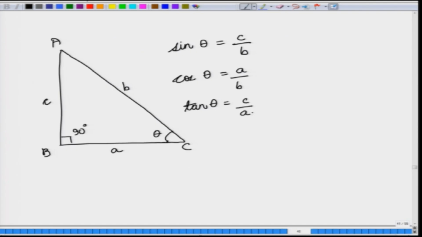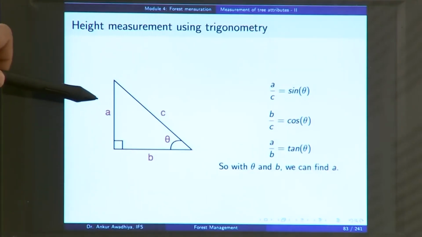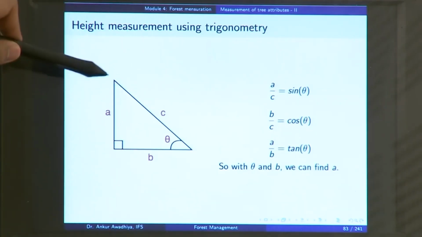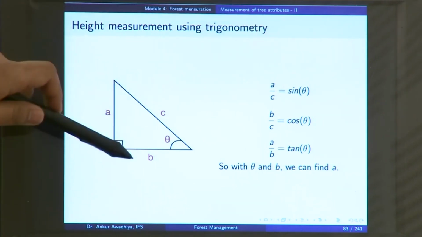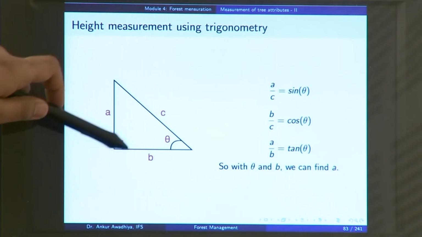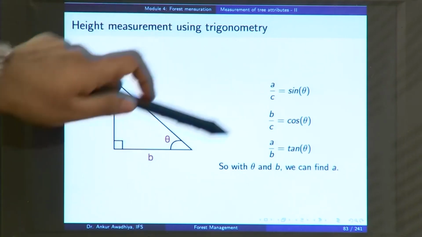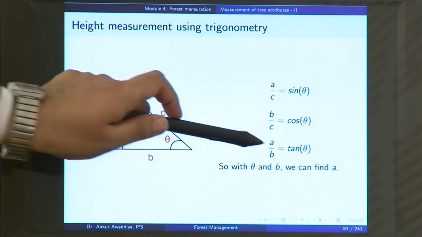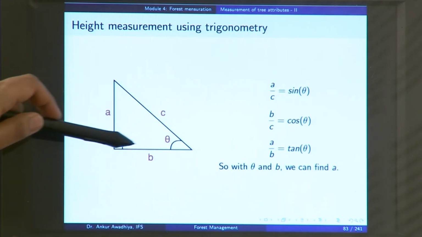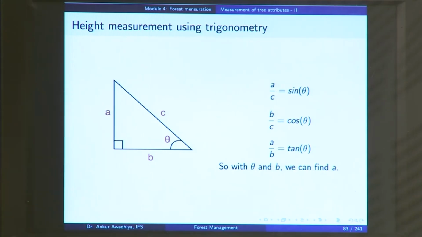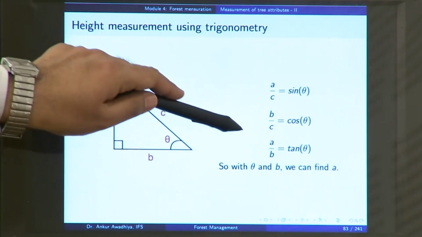Now, this is the relation that we can make use of in measuring the height of the trees. So, in this triangle, if we have these values a, b and c, then a by c, that is the opposite side divided by the hypotenuse, is sin theta. b by c, which in the case of this angle is the adjacent side divided by the hypotenuse, is cos theta, and a by b is tan theta. So, if you can measure the value of this theta and if you can measure the value of b, you can find out a by using a by b is equal to tan theta.